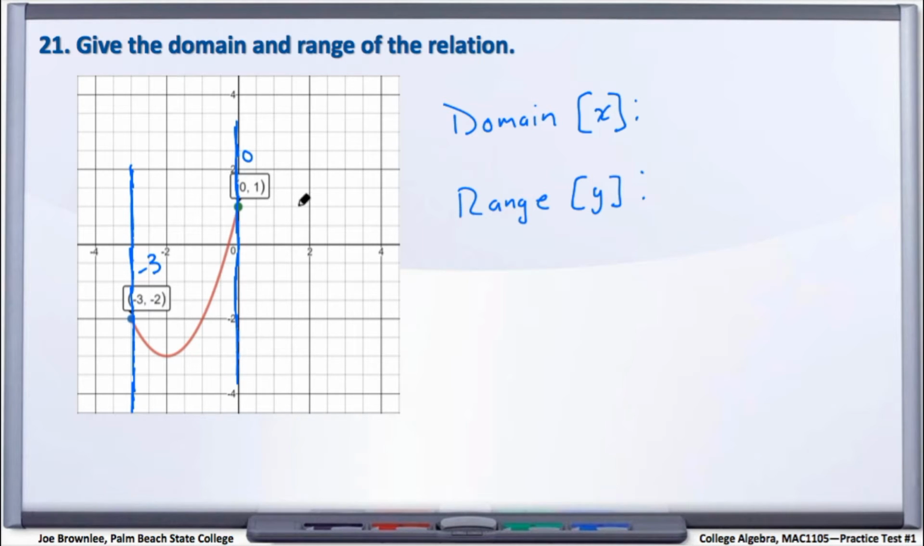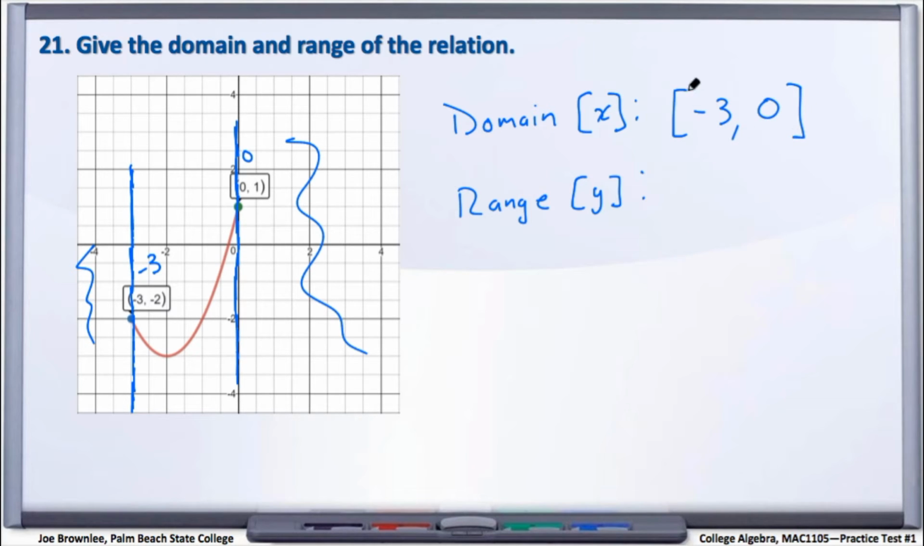Nothing else exists on this relation outside of that. There are no x values smaller than -3 out here. There are no x values larger than 0 out here. It's just this tiny portion of the graph here. And so we can say that our domain is from -3 to 0.